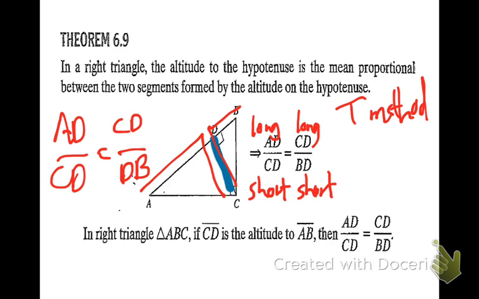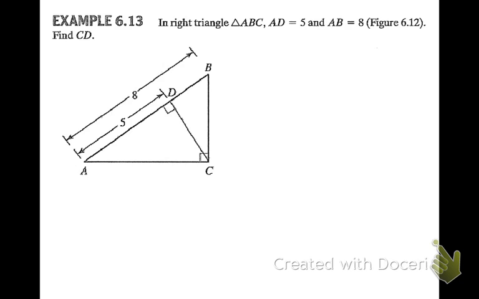Let's look at an example, and then we're going to introduce another method. So in the right triangle ABC with altitude CD, we've got AD is 5, AB is 8. They want us to find CD. If AD is 5 and AB is 8, what's DB? Yeah, it's going to be 3. And we'll call CD, what we have to find, X.